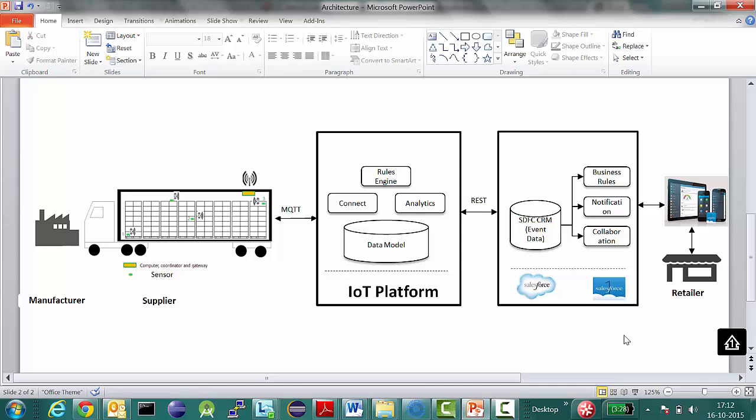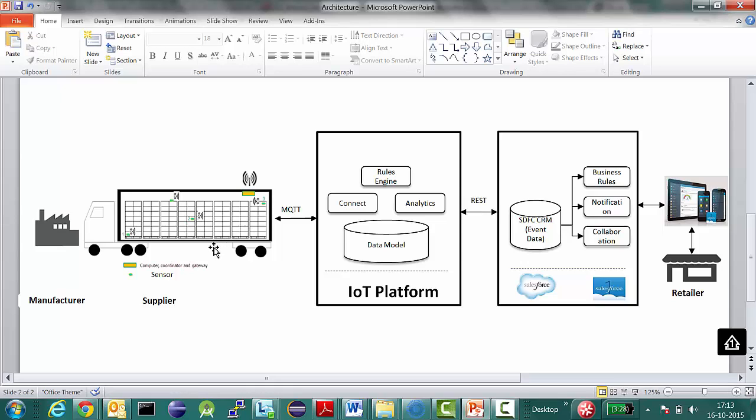Let me briefly describe the architecture of the solution that we have implemented. The basic considerations are: we have a manufacturer, a supplier, an IoT platform, CRM systems, and the retail systems. Each container will be equipped with multiple sensors, as I said earlier. So the container will have temperature sensors, humidity sensors, moisture sensors, load sensors, etc.